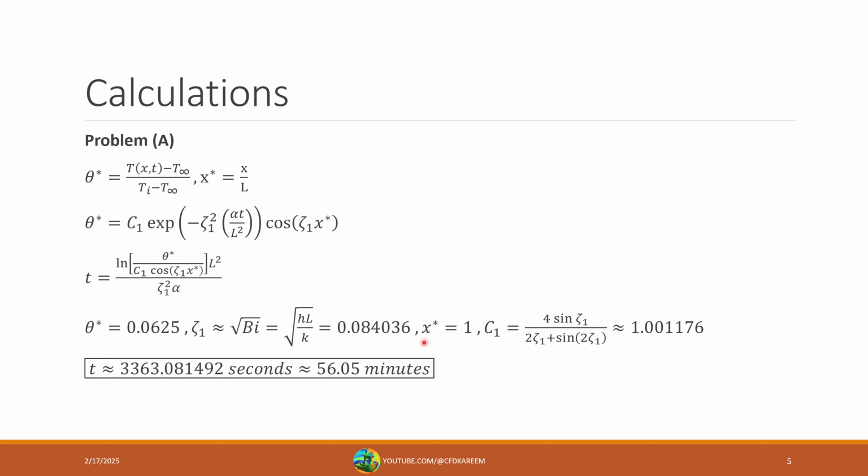Since we want the temperature at the bottom of the plate, we'll assume that x star is equal to 1, our non-dimensional length. And then we can also calculate C1, which is our first coefficient of our infinite series. That's going to be equal to 4 sine zeta 1 over 2 zeta 1 plus sine 2 zeta 1, and that's going to give us an approximate value of 1.001176. We can then take all of our numbers and plug them into this t equals equation.